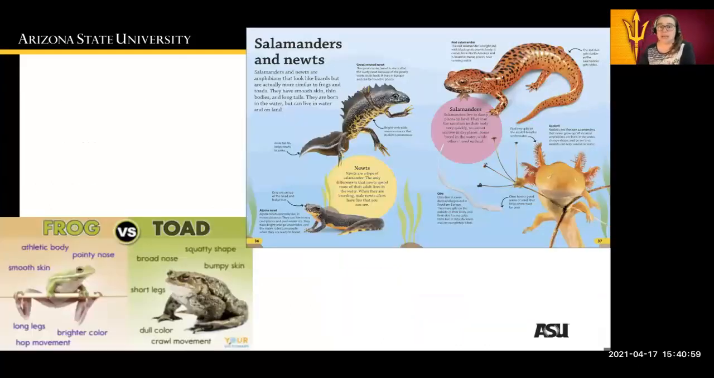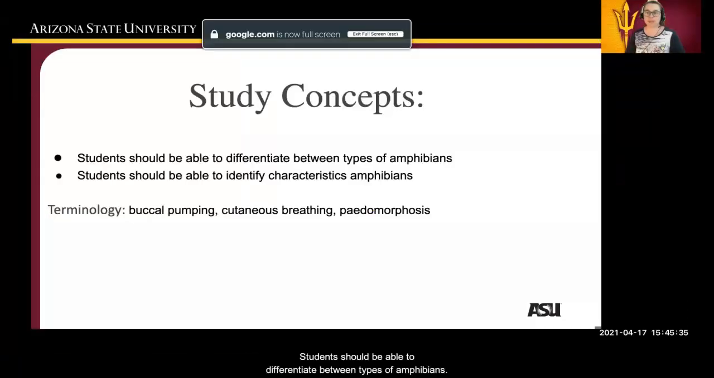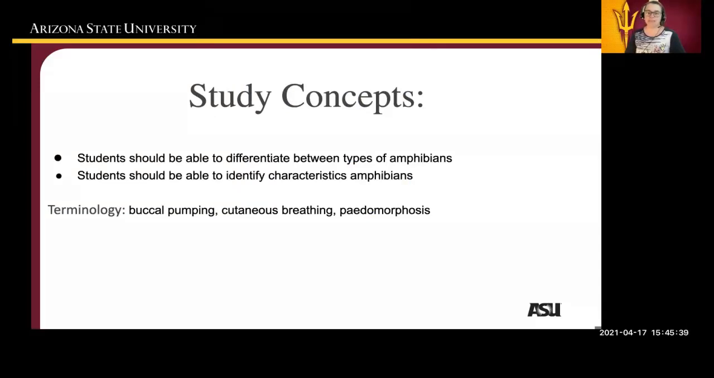This is just an easy depiction of the differences between salamanders and newts, and you can see that axolotl, and the frogs versus the toad. This is an easy way to help you remember the differences in order to prepare for any quizzes or exams. Students should be able to differentiate between types of amphibians. Students should be able to identify the characteristics of the various types of amphibians and amphibians in general.